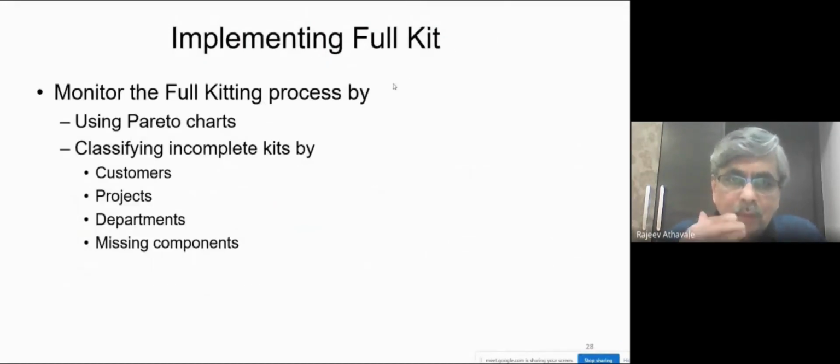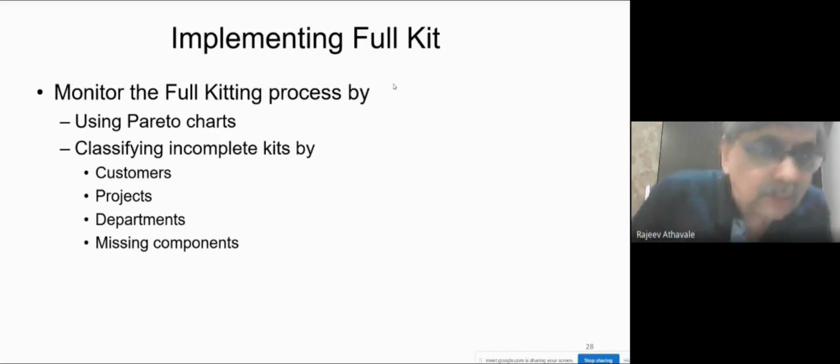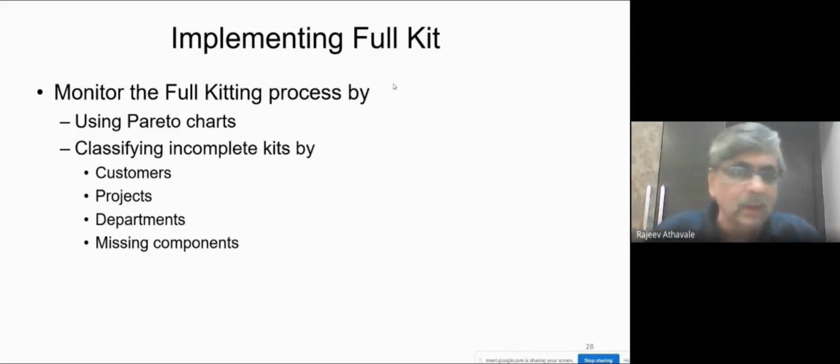And as you start implementing, it is important to monitor the process of full kitting. For that purpose, you may use Pareto charts. You may classify the incomplete cases. Your focus will be on incomplete cases. Now, there could still be many incomplete cases. It will not change overnight. So look at that and slice and dice that data. Look at it customer wise or project wise or department wise or component wise or whatever. Be wise by analyzing them. Use this Pareto chart or any other technique that you feel appropriate.